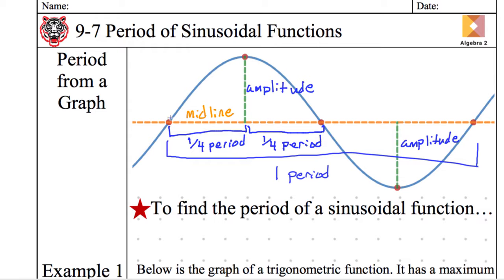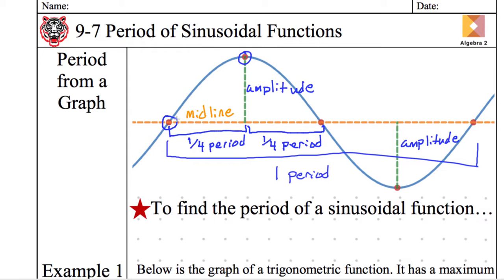So if I look here, and this is important, and I'm saying that because it's going to be directly transferred to what you're going to be seeing in the homework. If you look from the distance from the midline to a minimum or maximum, this one happens to be a maximum, from the midline to a maximum is 1/4. From the maximum back to the midline, it's 1/4.